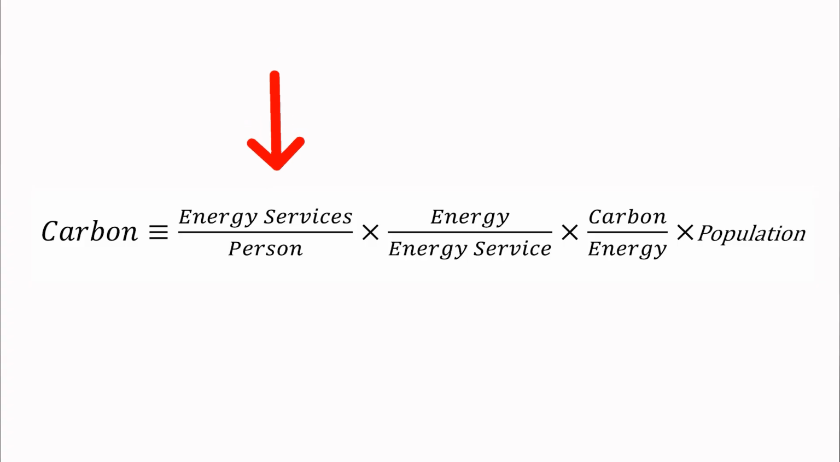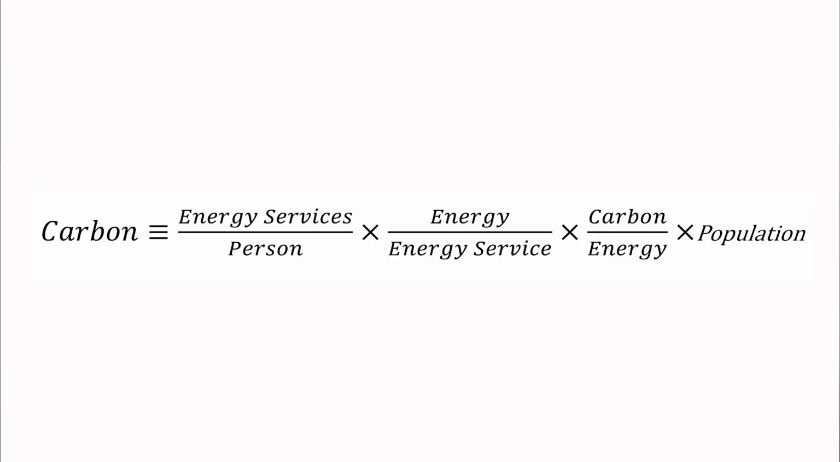The Kaya identity breaks down carbon emissions into 4 terms. The first is the energy services per person. Energy services are all the things that we use energy for: mobility, warmth, lighting, communications, and so on. If you want more detail on energy services, check out this link to an earlier video. The energy services per person is essentially a measure of our standard of living.